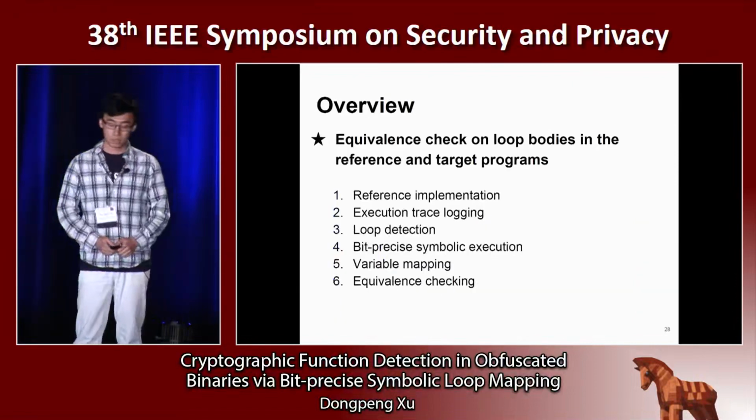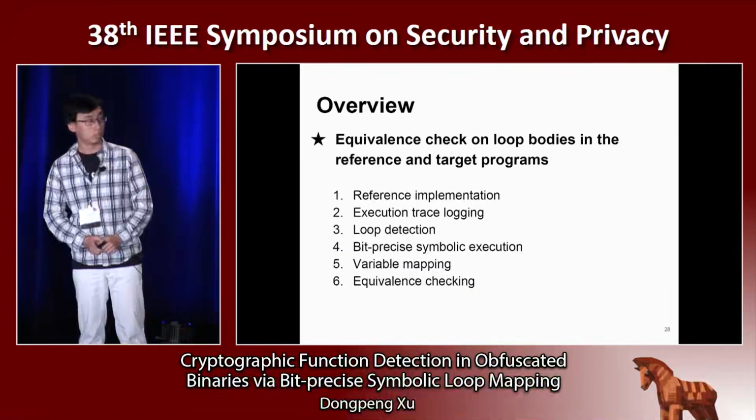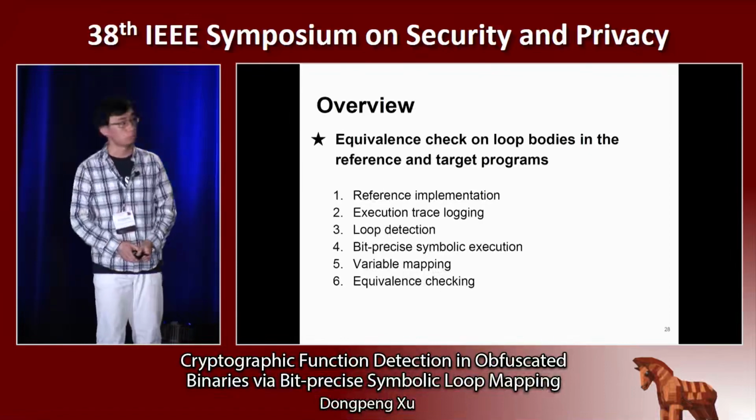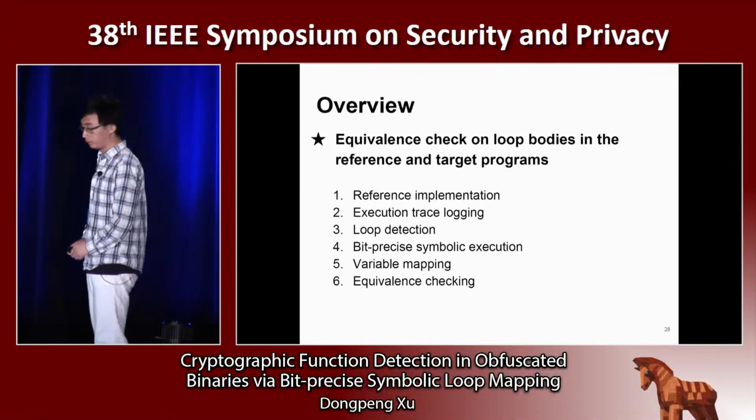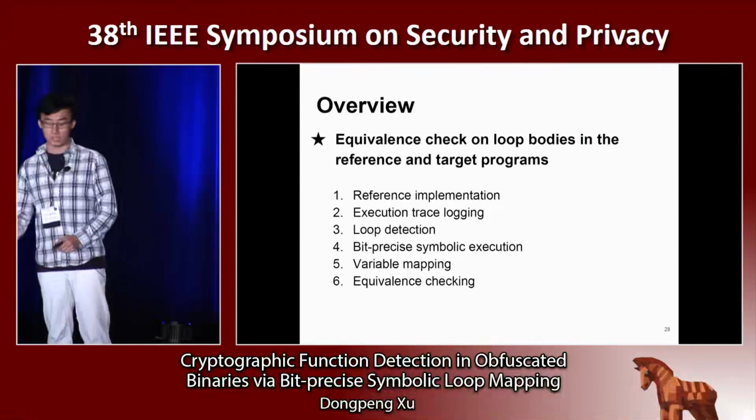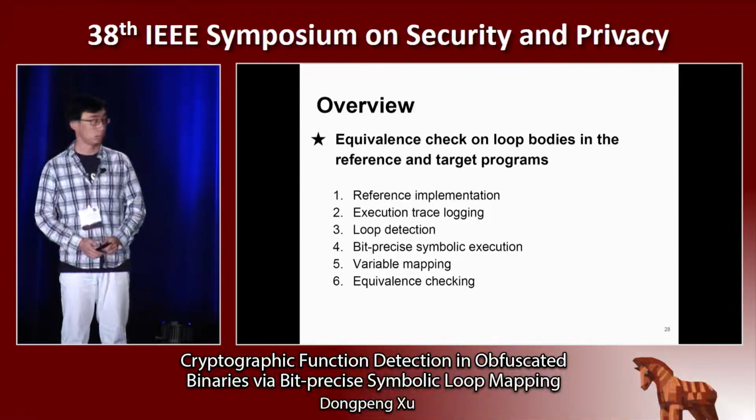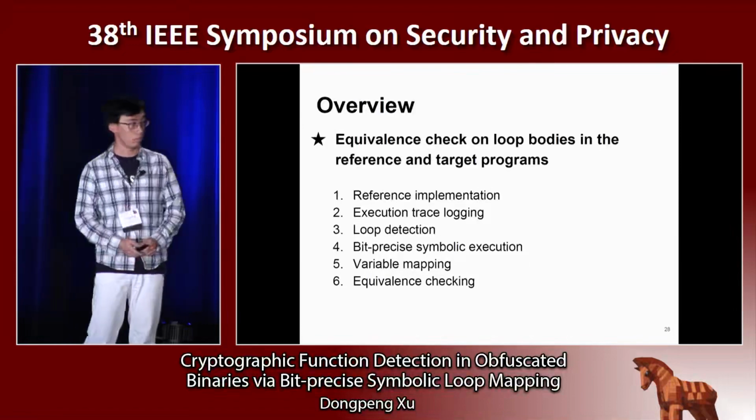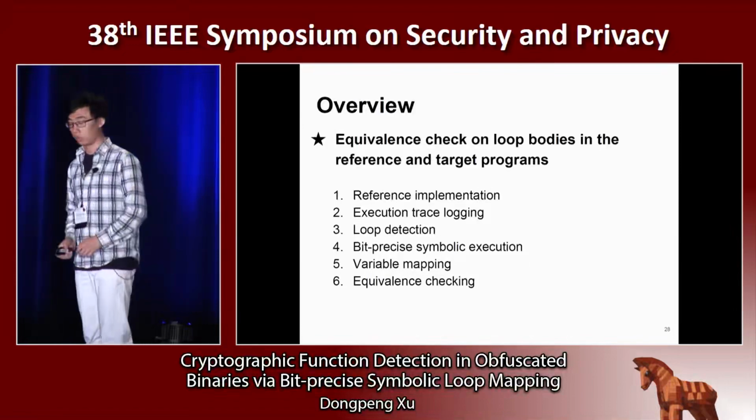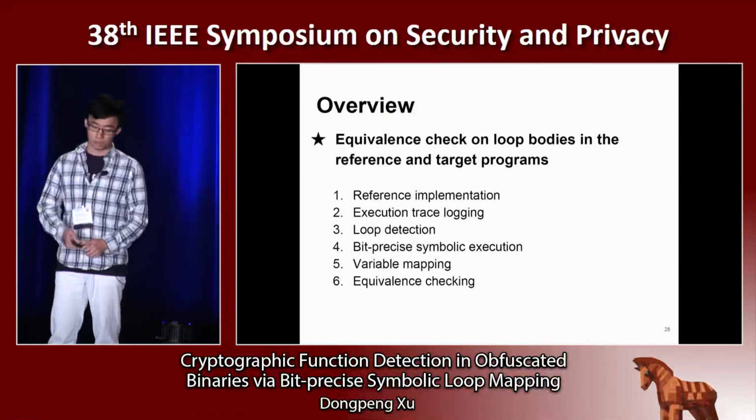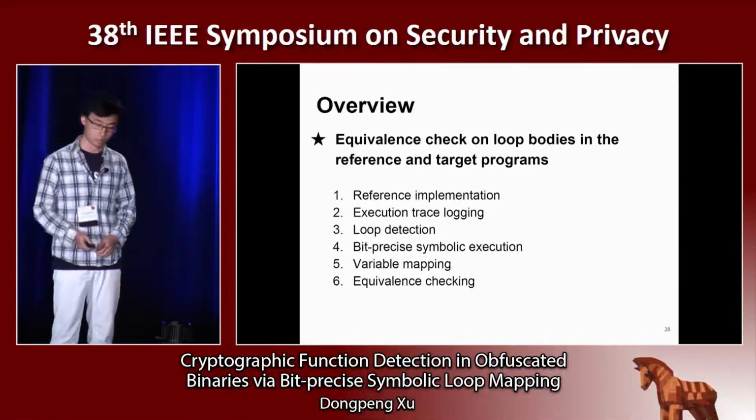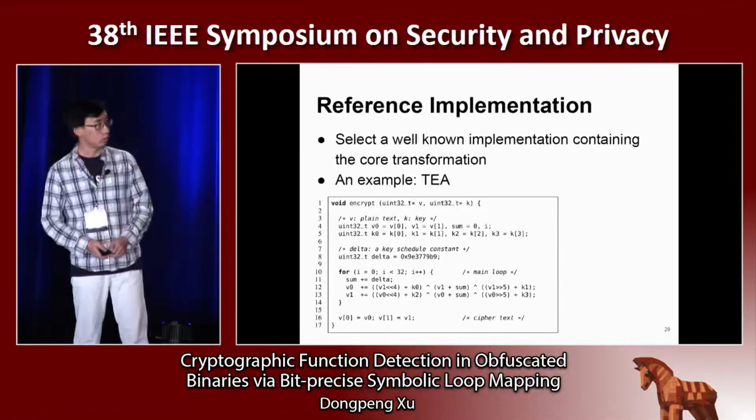So generally, there are 6 steps in our technique. First, we need a reference implementation, and then we log 2 execution traces, and then we do loop detection, bit symbolic execution, and variable mapping, and at last we check the equivalence of the 2 formulas. So I will go through this whole procedure step by step. First, the reference implementation.